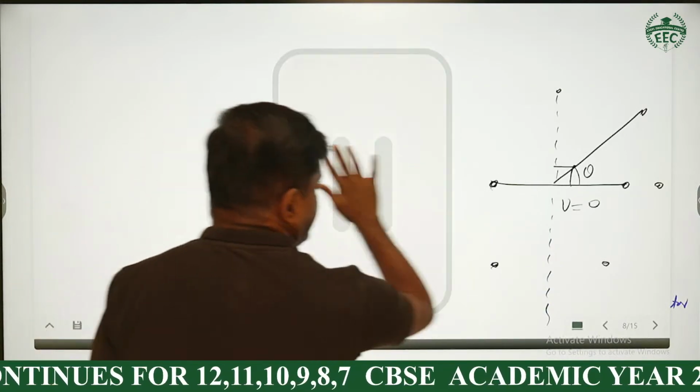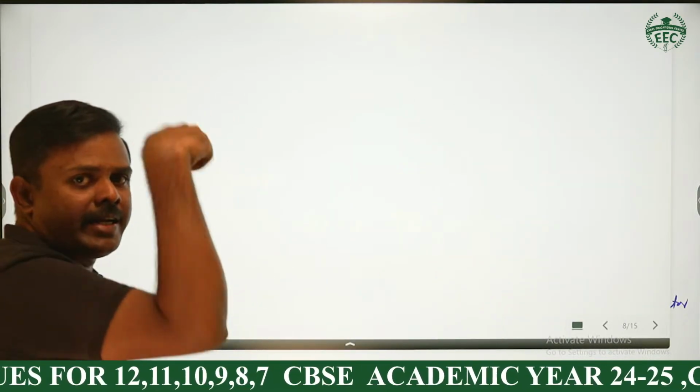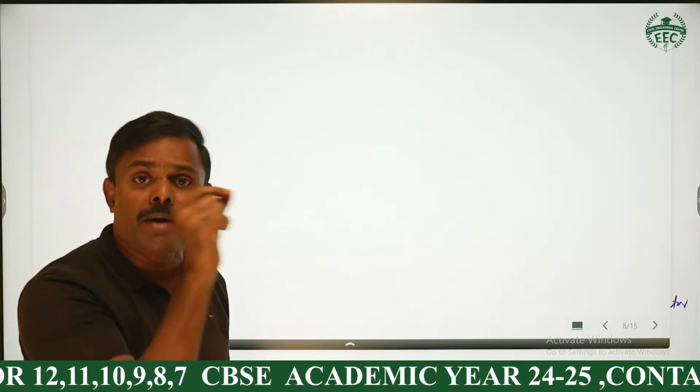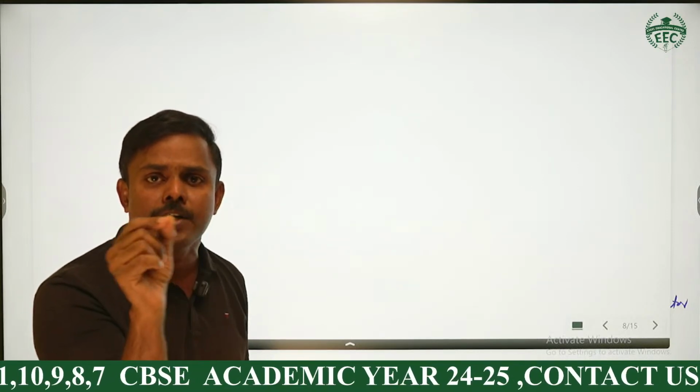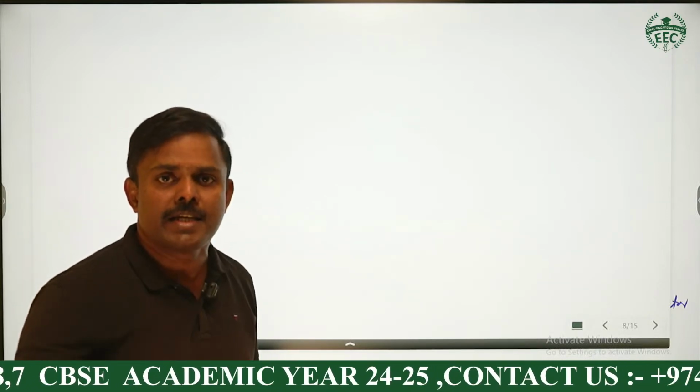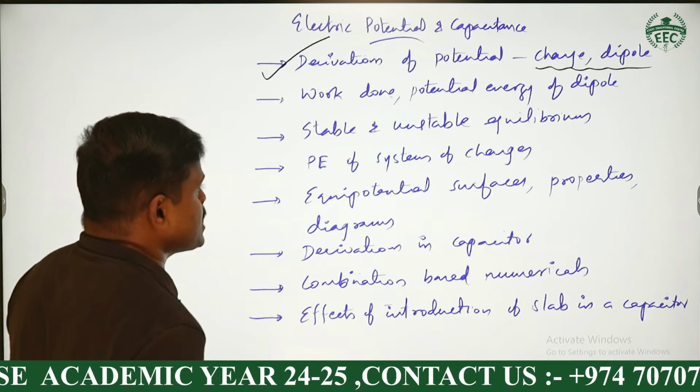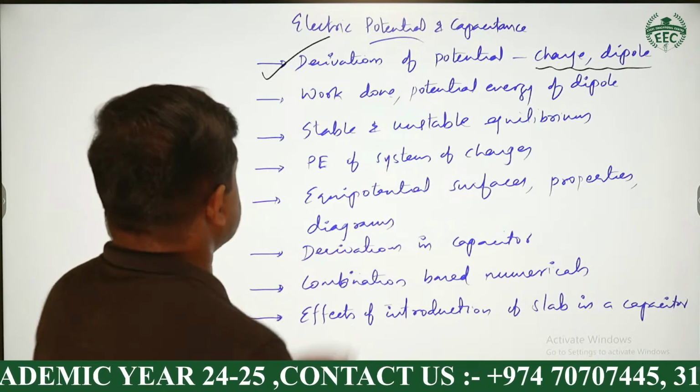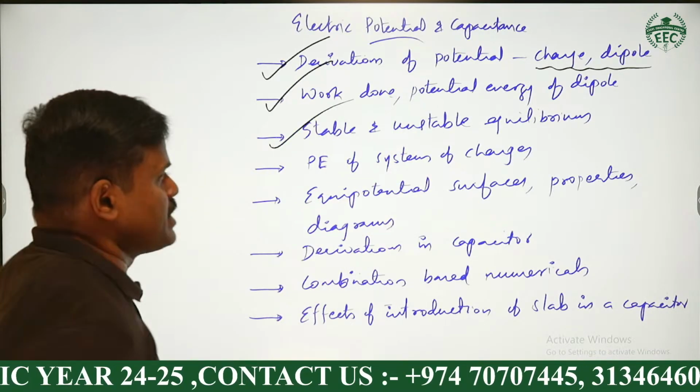Work done, I already did it in the last chapter. Work done is minus PE into cos theta 2 minus cos theta 1. Potential energy is minus PE cos theta. Then stable, unstable. I already did stable, unstable.